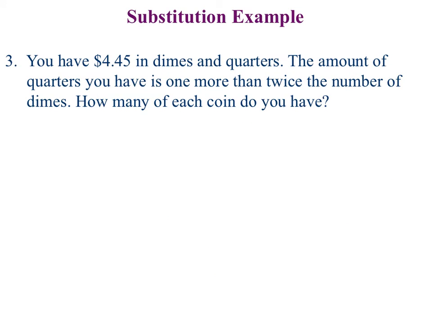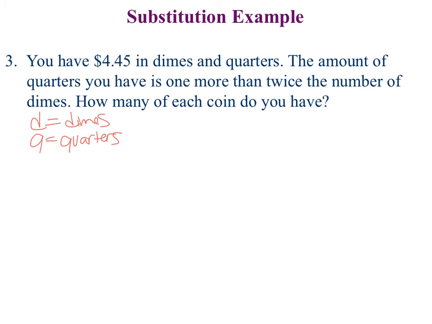All right, in example 3, and again, substitution for this one, you have $4.45 in dimes and quarters. The amount of quarters you have is 1 more than twice the number of dimes. How many of each coin do you have? So we'll start with our variables, and here I'm going to use D and Q, so it makes it a little bit easier throughout the problem instead of x and y. So D will be the number of dimes we have. Q will obviously be the number of quarters.